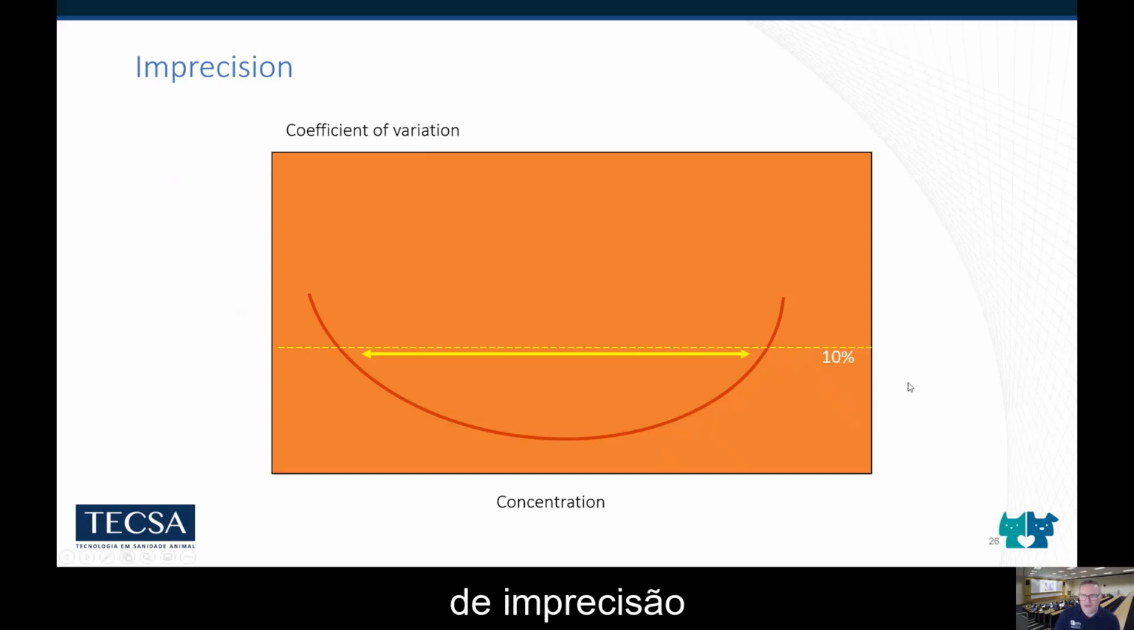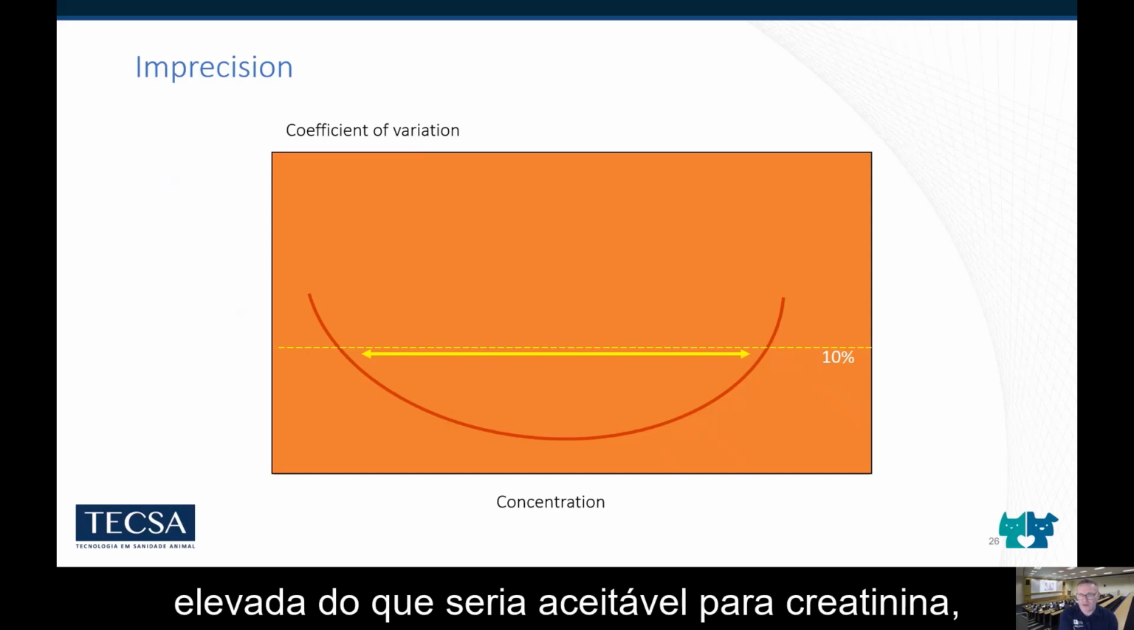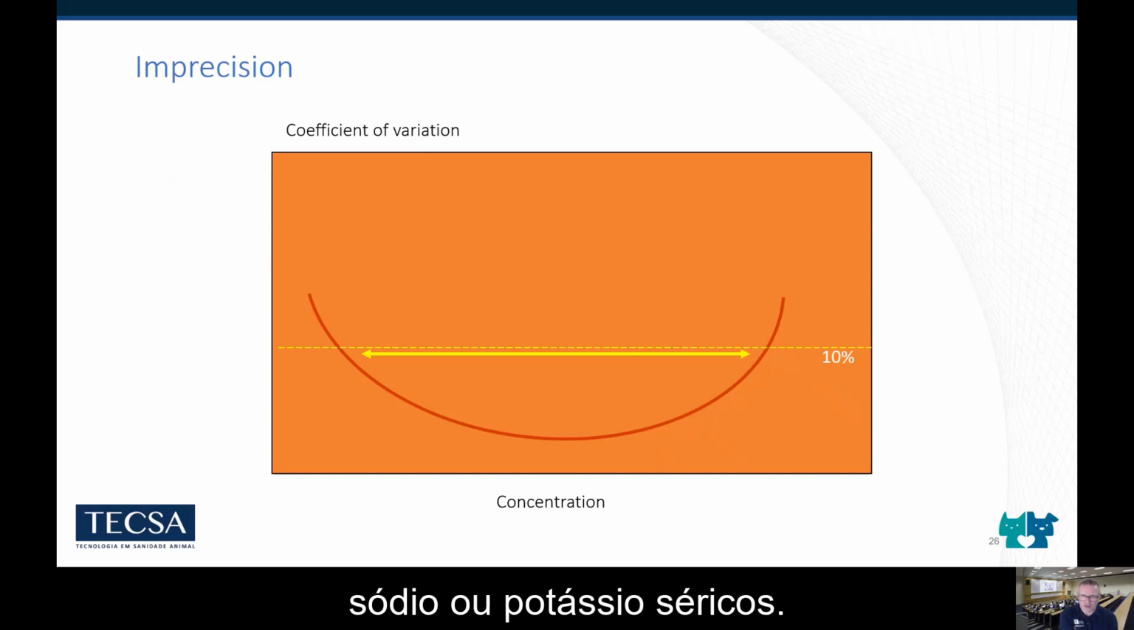A generally acceptable level of precision for immunoassays is 10%. The coefficient of variation divided by mean as a ratio is 10%. This is a much higher figure than would be acceptable for something like creatinine or serum sodium or serum potassium. Those operate at precision levels in the 1% and 2%, or even lower. But for immunoassays, 10% precision is not a bad target to achieve.